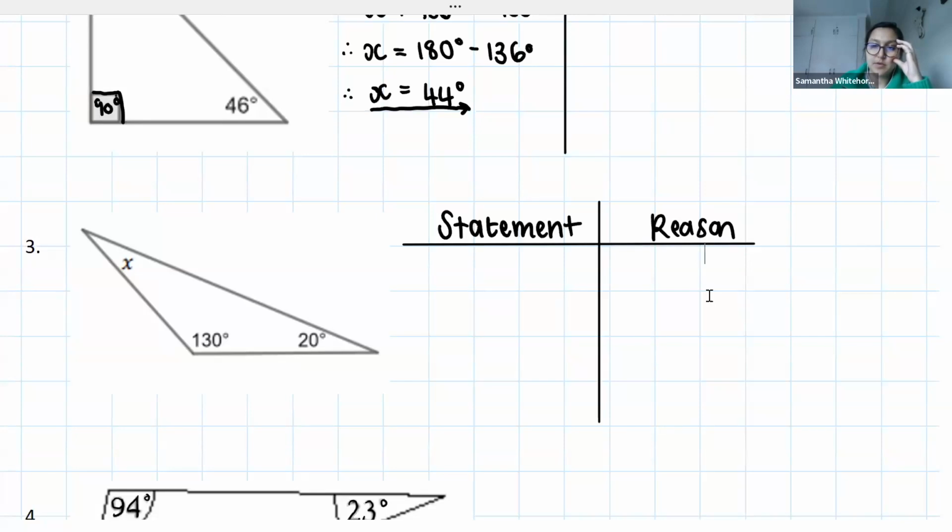Remember your reasons, please. And remember, you know how to check. You know what they should all add up to. So double check your answer. Make sure you actually agree with yourself.